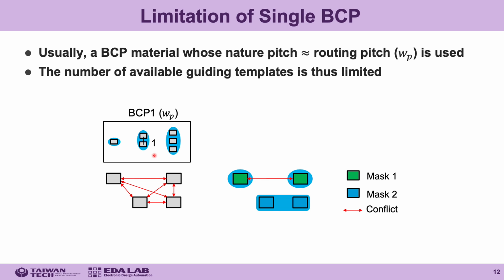For example, here shows a via conflict graph composed of four vias, which have spacing edges with each other. Since the distance between the upper two vias is larger than a wire pitch, they cannot be grouped. And as a result, there will be an inevitable conflict if only two masks are available for template generation.